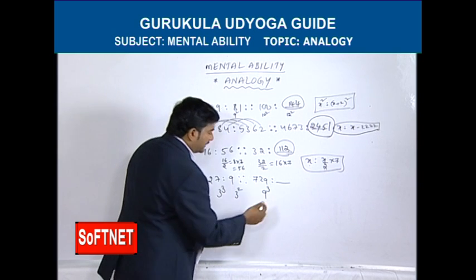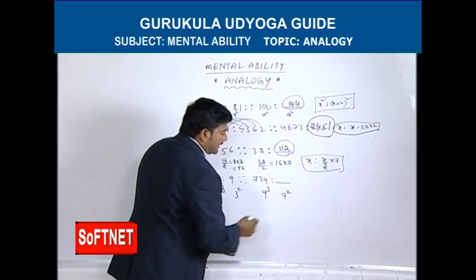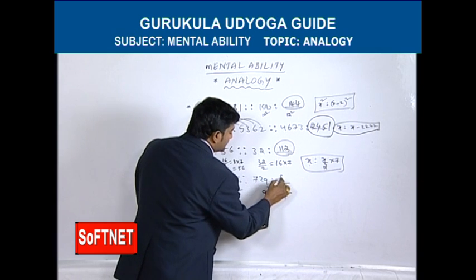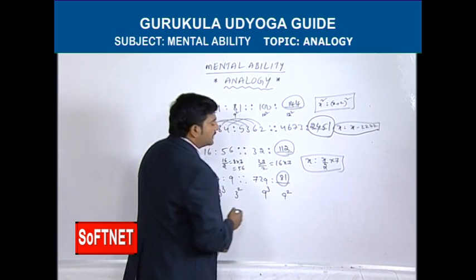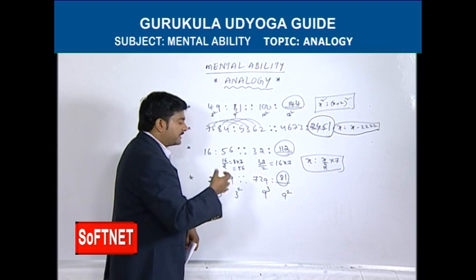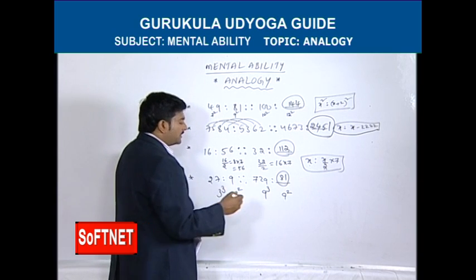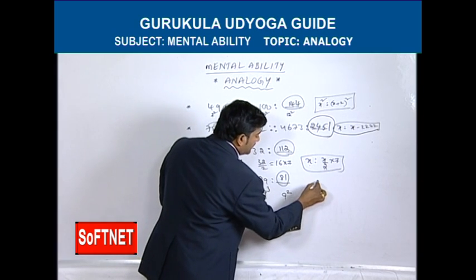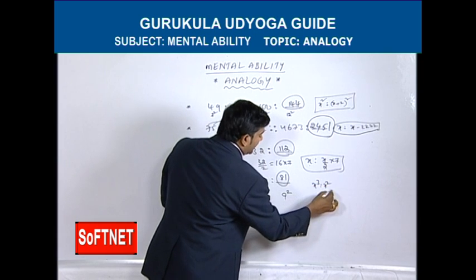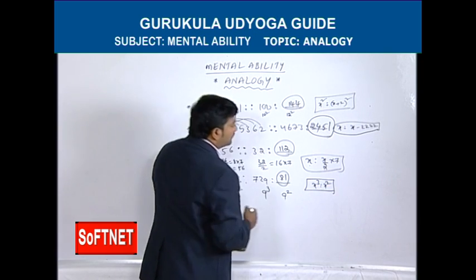That's why 9 cube, next what you have to get? 9 square. So 9 square means how much will you get? 81. Now if you write in general, the concept involved in this question is: x cube is to x square. That is the concept involved in this question.